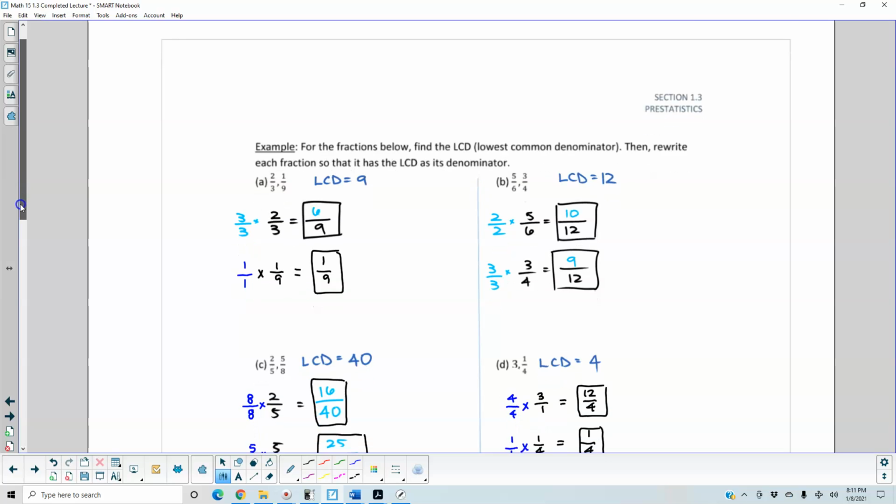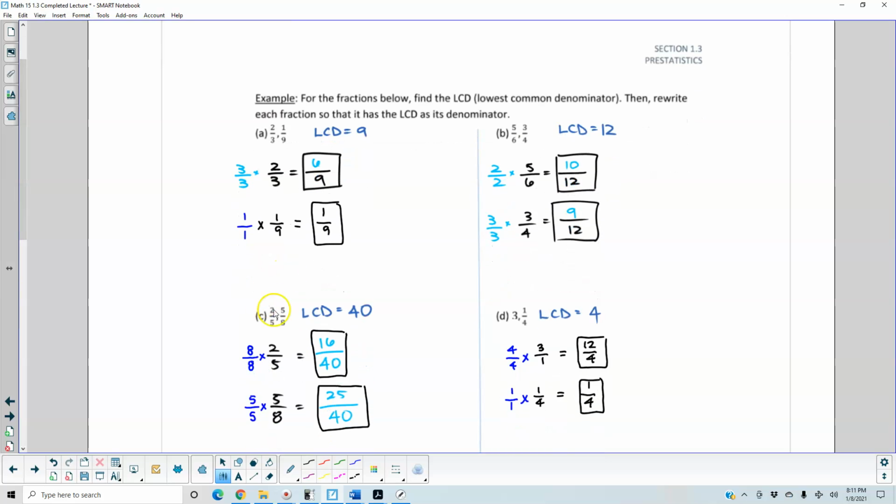Let's take a look at the next fraction here. We have 2 over 5 and 5 over 8. So the LCD between 5 and 8 is 40. So the new denominator is going to be 40. So 8 times 5 is going to give us 40. So therefore 8 times 2 is going to give us 16. For 5/8, 8 times what's going to give us 40? It's 5. So 8 times 5 is 40, therefore 5 times 5 is 25, which gives us 25 over 40.